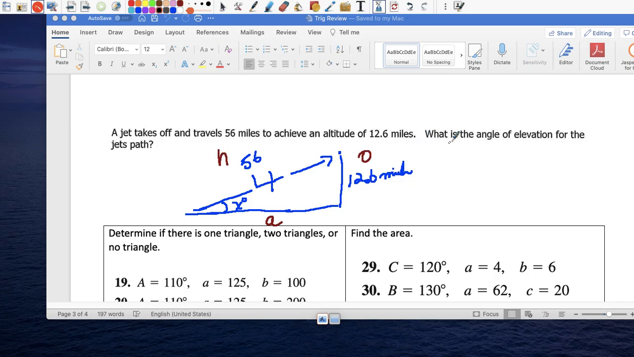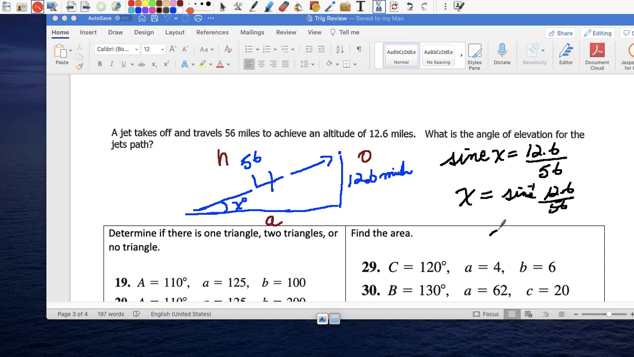So we're going to use sine. Sine of x equals opposite, which is 12.6, over the hypotenuse, which is 56. What is the angle that has that particular ratio? Well, x equals inverse sine of 12.6 over 56. X equals, let's figure that out. 12.6 over 56, enter, angle is 13 degrees. Okay.